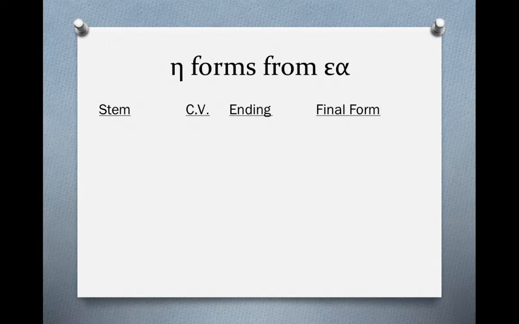Eta forms from epsilon and alpha. If we reverse those, if it's alpha epsilon, the alpha kind of swallows up the epsilon and it just ends up being alpha.